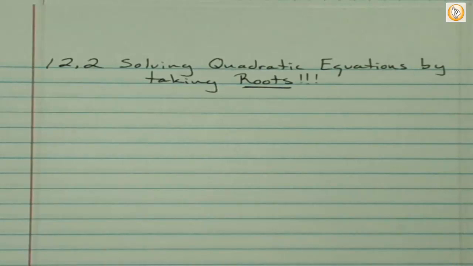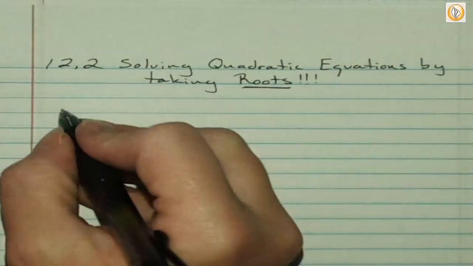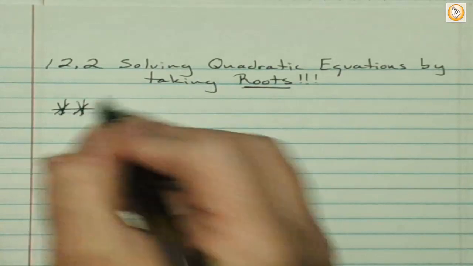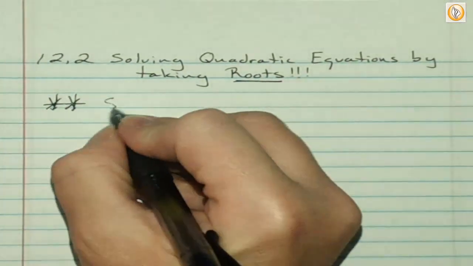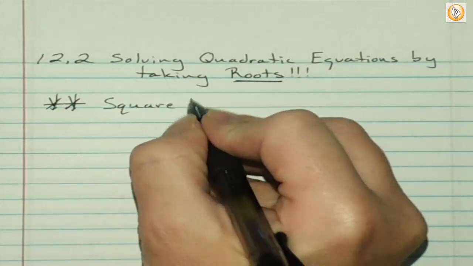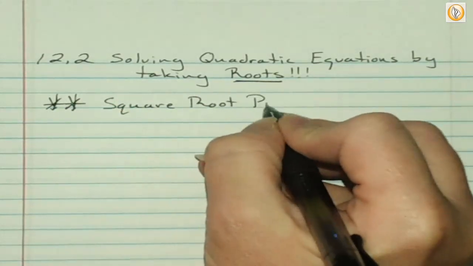Okay? Now I'm about to write some very important notes that you will need to refer back to when doing your homework. So make them nice and neat, and when doing your homework, make sure you have your spiral there. If you don't finish today, make sure you take home your spiral. Two stars. Square root property.